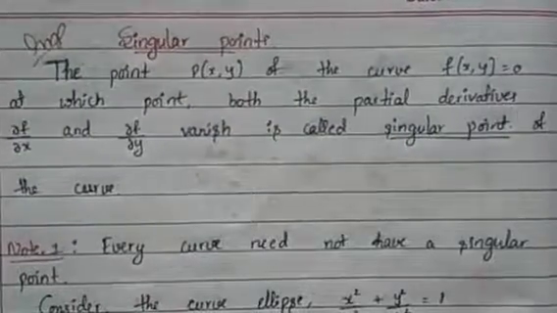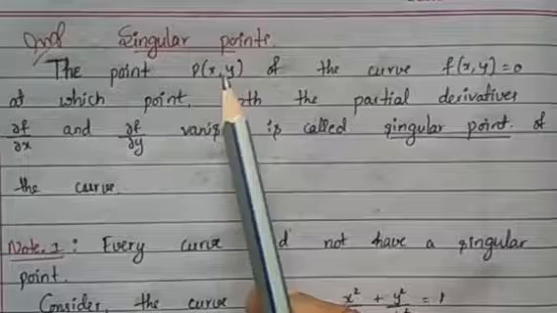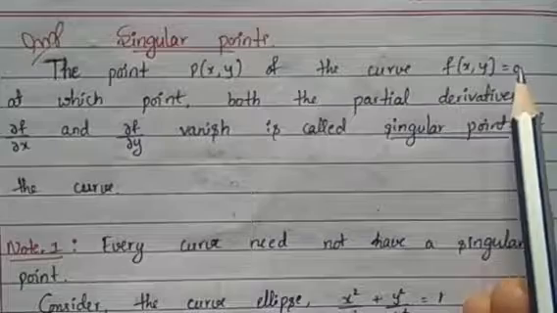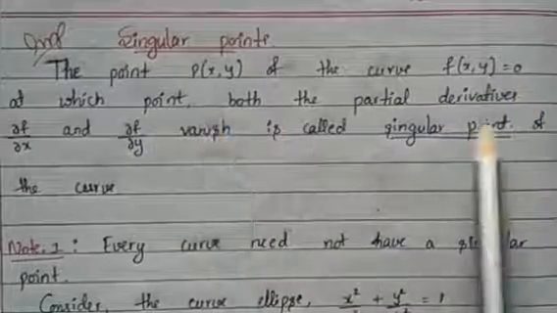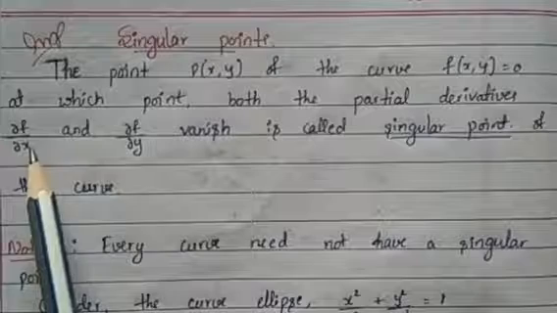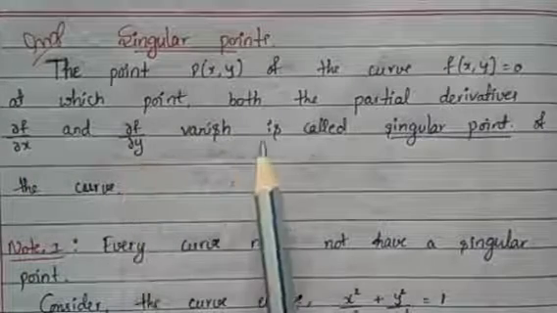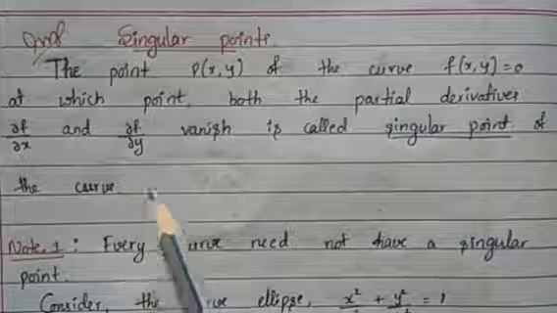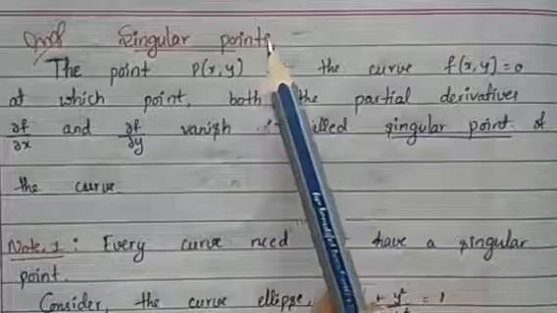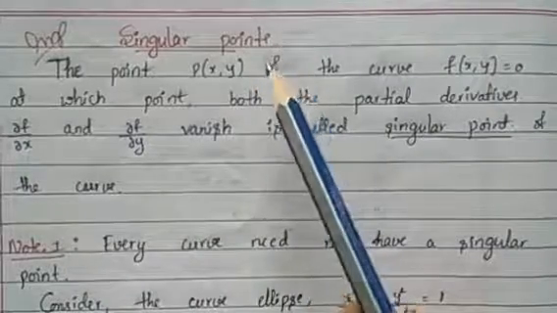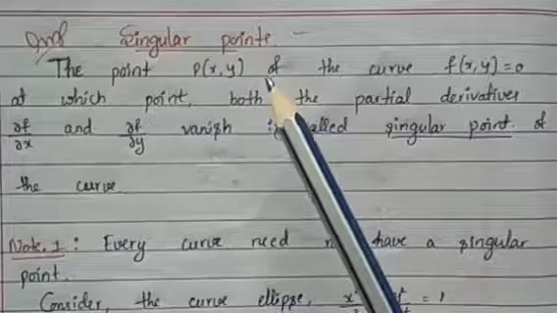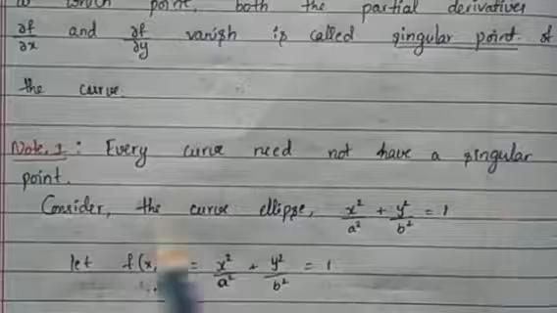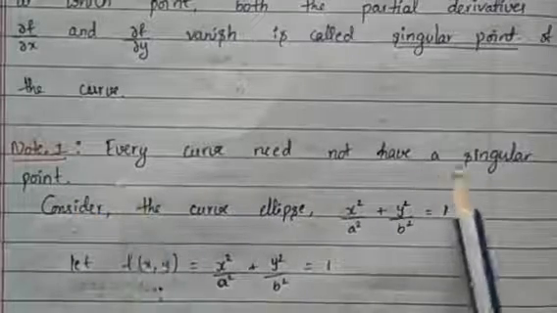What do singular points mean? The point P(x, y) of the curve f(x, y) equal to 0, at which both the partial derivatives dou f by dou x and dou f by dou y vanish, is called a singular point of the curve. This is the definition. It is a very important question, and it may be asked in the 1 mark problems. Note number 1: every curve need not have singular points.